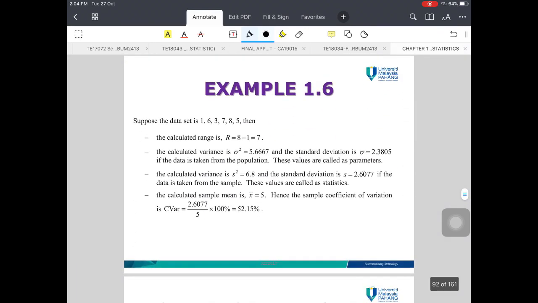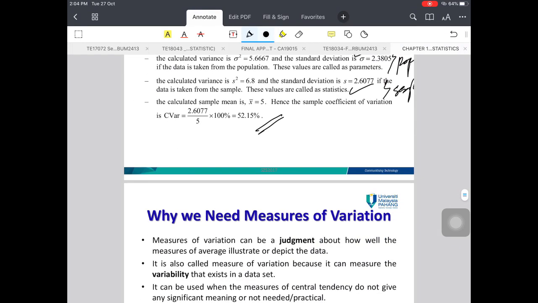Alright, so this is an example for coefficient of variation. Not coefficient of variation only. You can get a range here. We have a variance, how to calculate variance from these values, and then the variance and standard deviation if data are taken from the population. This one, the sample, and then coefficient of variation.